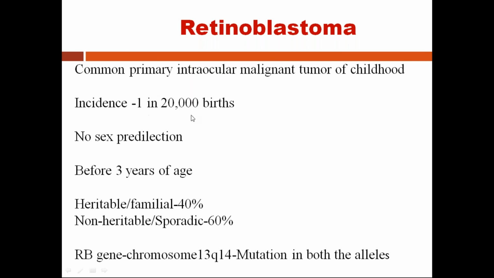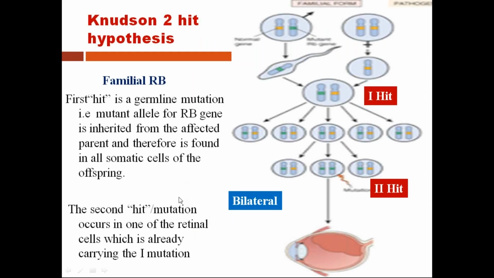Incidence is 1 in 20,000 live births. No sex predilection, so it is seen in both males and females. More commonly before 3 years of age, and it's of two types: hereditary or familial, which is seen in 40% of the cases, and sporadic, which is seen in 60% of the cases. Once I say familial, what mutation is it called? A germline mutation. Sporadic is a somatic mutation. So we will see what is the pathogenesis involved in both these types of retinoblastoma.